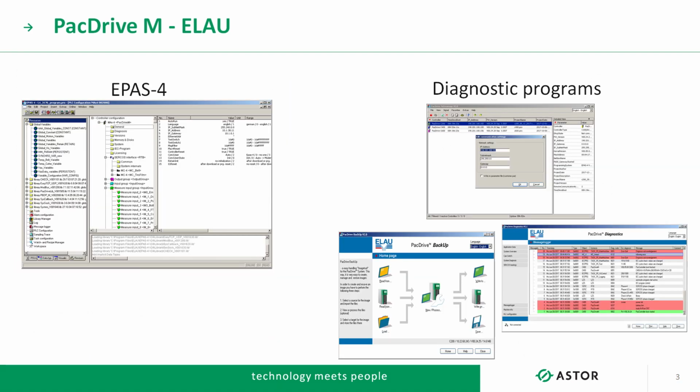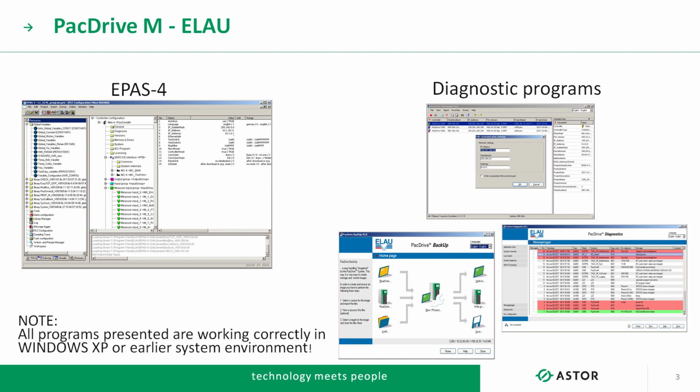The software for the PacDrive M system can be divided into two groups. Developer software to create a control program, this is the EPAS for Automation Toolkit. And programs for service activities, for example PacDrive Diagnostics, PacDrive Backup and others.